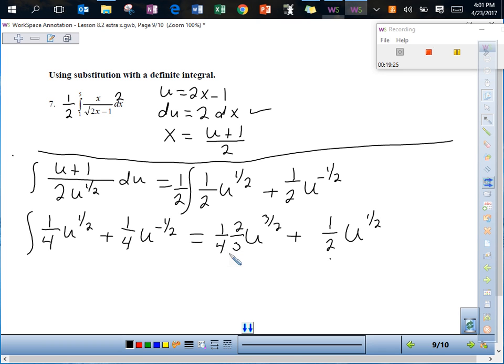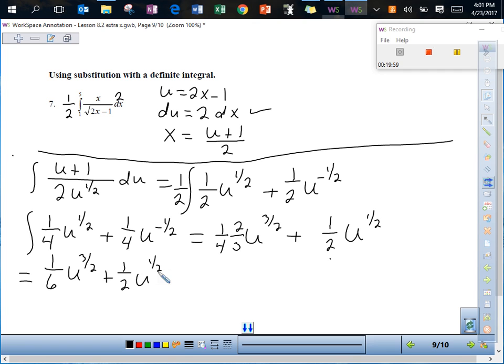But normally we sub in 2x minus 1 here. What I'm going to do is a little trick that makes things a little easier. I'm going to go ahead and go 1/4 times 2/3, and I'm going to get 2/12, so I'm going to get a 1/6. This becomes a 1/6 u to the 3/2 plus 1/2 u to the 1/2.